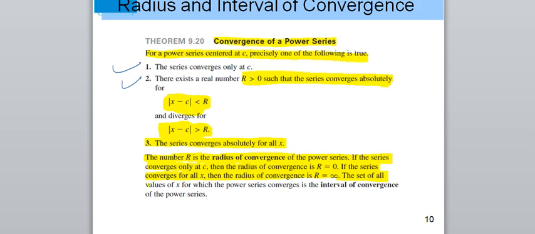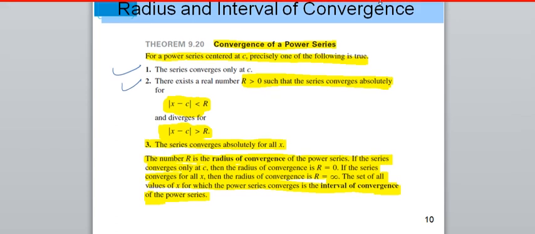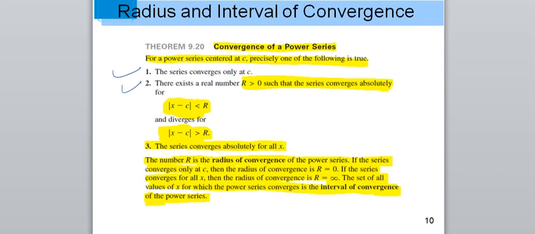The set of all values of x for which the power series converges is the interval of convergence of the power series. Very, very simple things, very nicely explained, and I hope you also will understand it very nicely. So let's go on to an example.